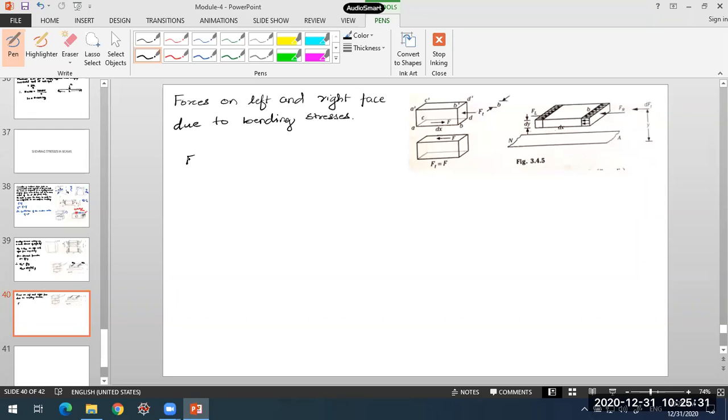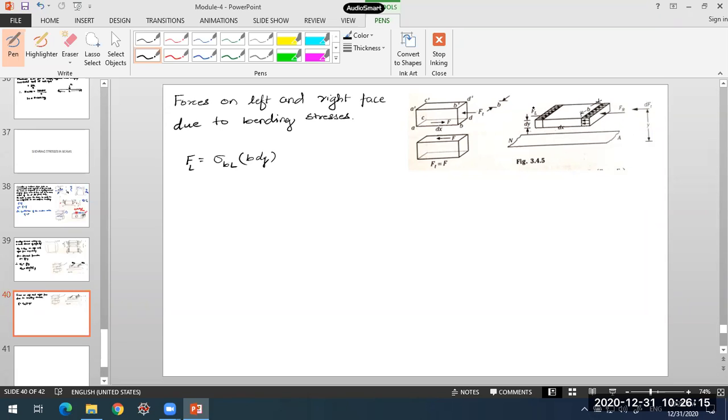On the left face, it is FL. That will be equal to sigma BL, the stress, into the area on which it is acting. The area of this face is the width of the beam, B, multiplied by the depth dy. Why have I taken a small element dy? So that the variation in the bending stress can be neglected. For that purpose, we are considering a small depth dy.